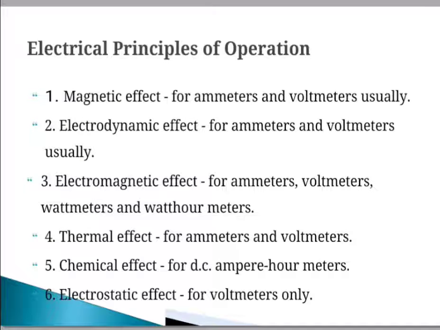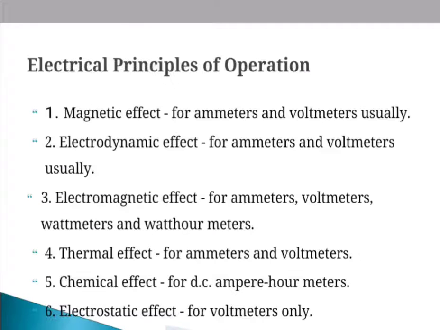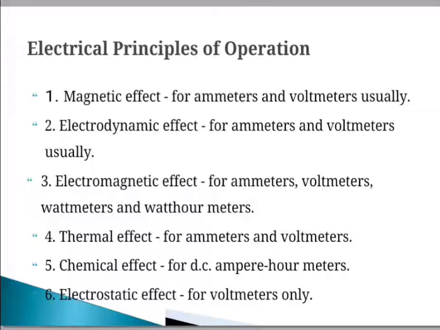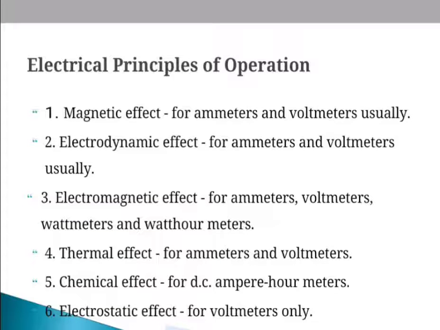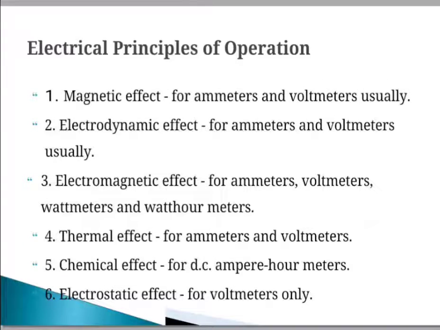For the construction of the various instruments, we have to use the various effects present in electrical engineering. The magnetic effect is used for the ammeter and voltmeter. The various operating principles used for constructing the equipment are the magnetic effect, electrodynamic effect, electromagnetic effect, thermal effect, chemical effect and electrostatic effect. These different effects are used for constructing the voltmeter, ammeter and wattmeter.